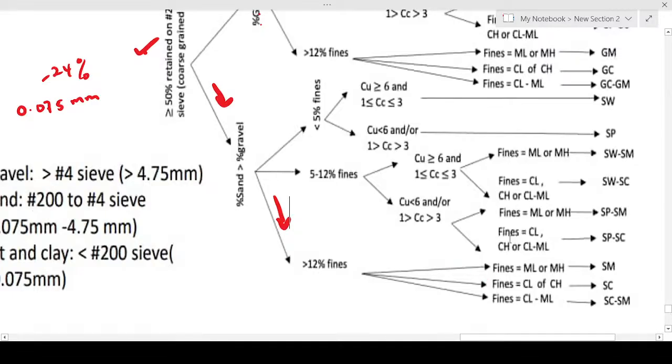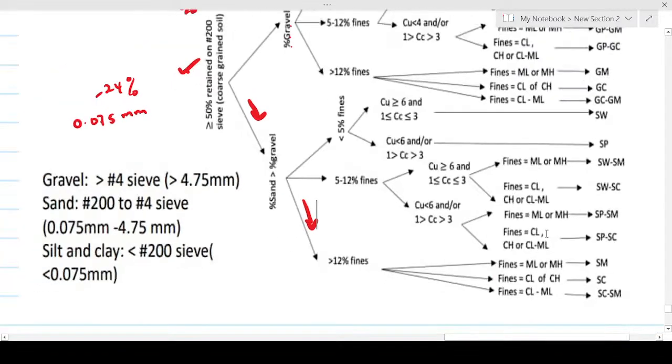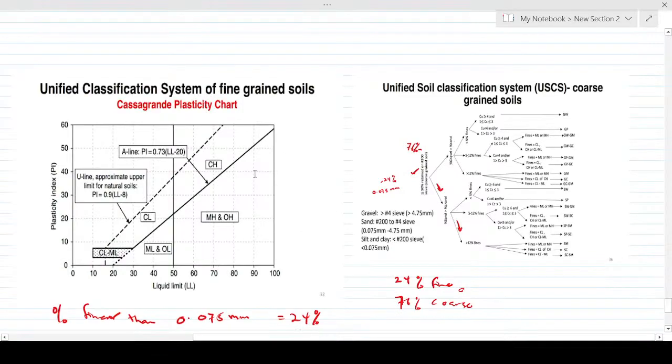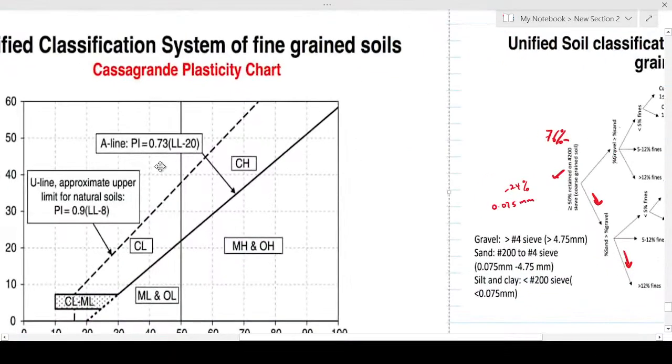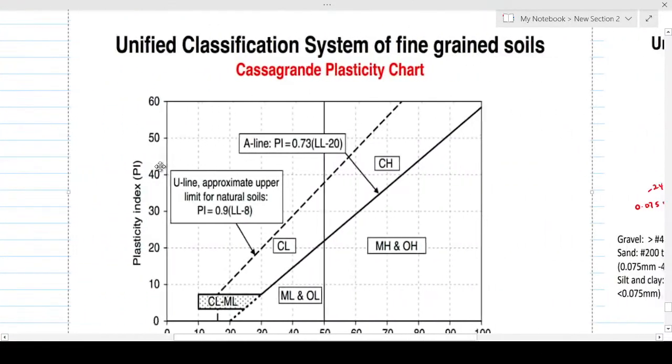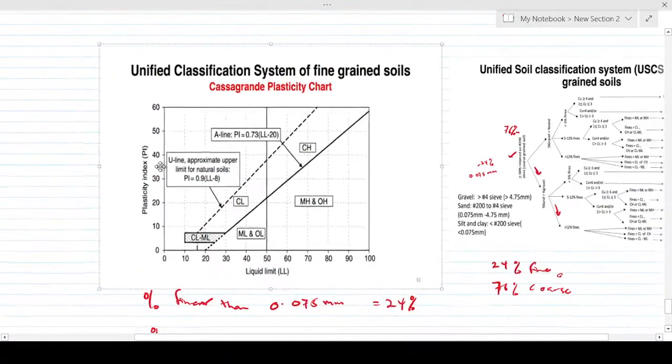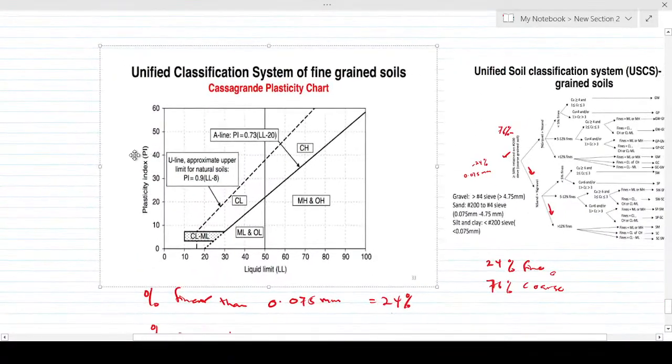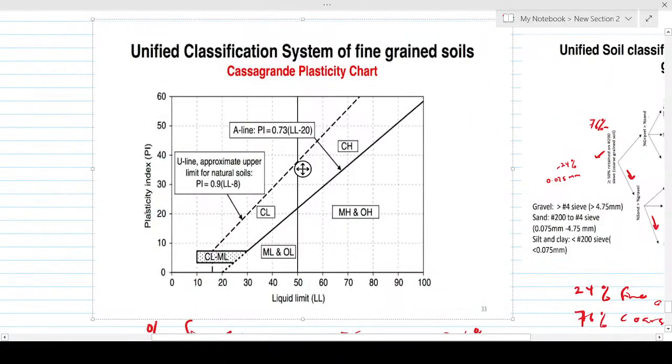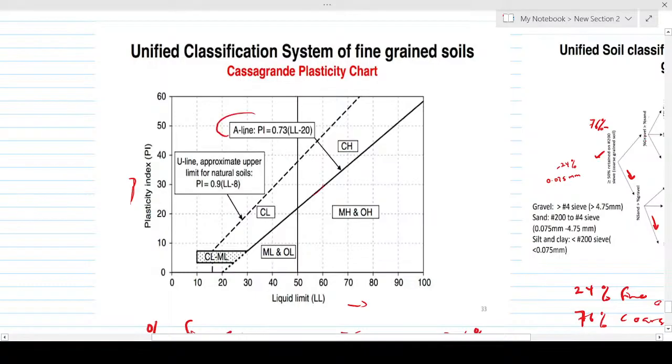Now when we get here, we have three of them. Over here, you are going to read from the Unified Classification System of Fine Grained Soils. You are going to read from this chart, the Casagrande Plasticity chart. That's where you are going to read those values. You need to know where the soil will fall on this chart, right? The soil has a PI aspect and a liquid limit aspect, and it has an A line. So you are going to use the formula for the A line. You're going to put in your values, right?